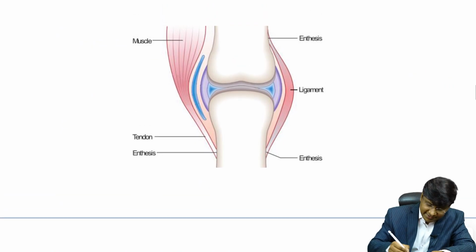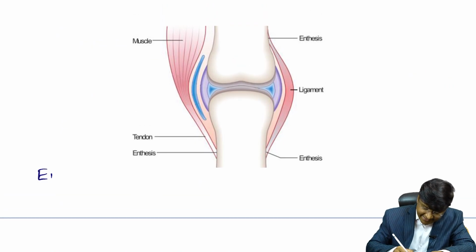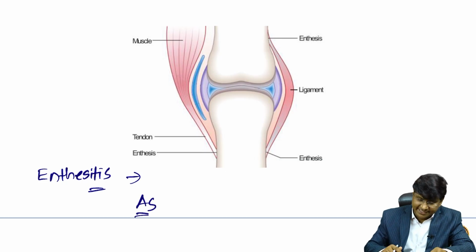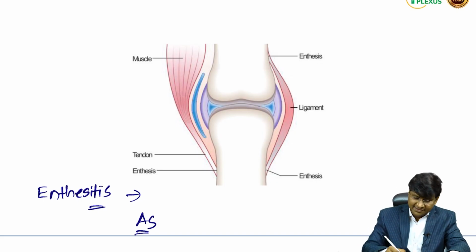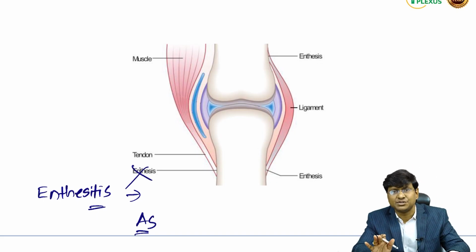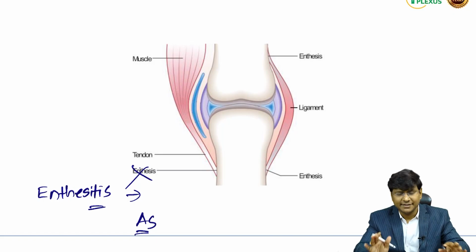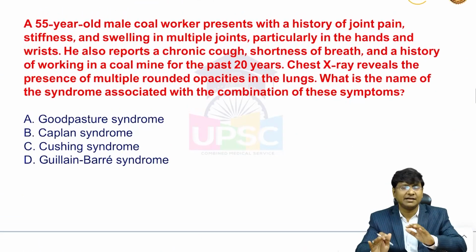And about enthesitis, it is not a feature of rheumatoid arthritis. Enthesitis is a feature of seronegative arthritis like ankylosing spondylitis or psoriatic arthritis. But enthesitis is not observed in patients with rheumatoid arthritis, right? So this is about the extra-articular manifestations.